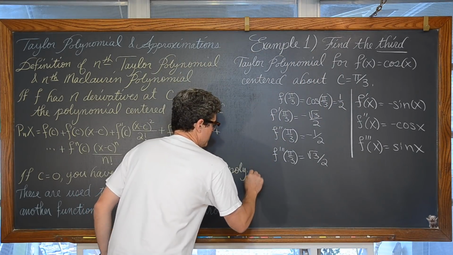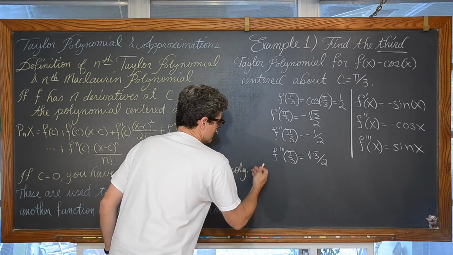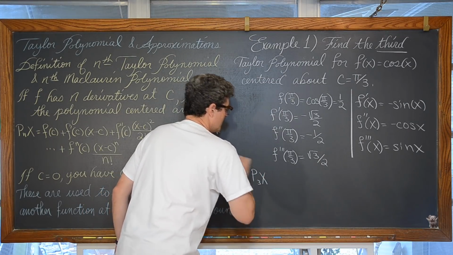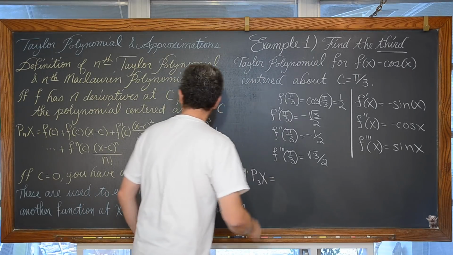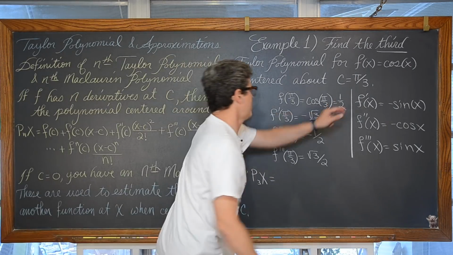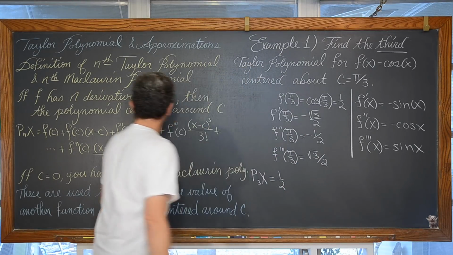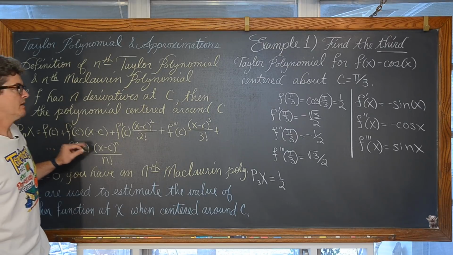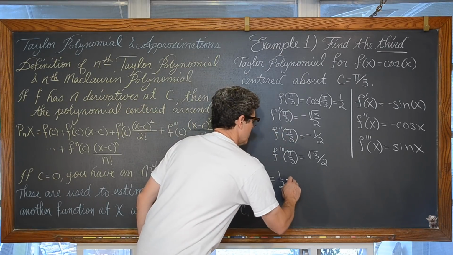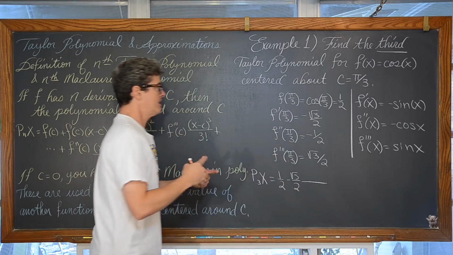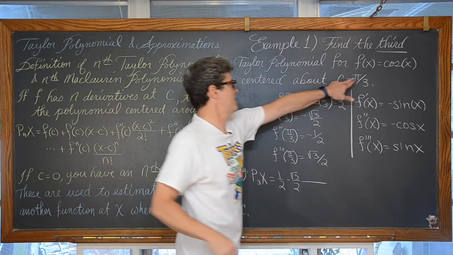So we're going to say p of our Taylor polynomial to the third degree, if you will, of x is equal to f of c. So we're looking at 1/2, and then plus the first derivative. Well, that's negative, so we're actually going to write minus square root of 3 over 2 times x minus c. So x minus pi over 3.